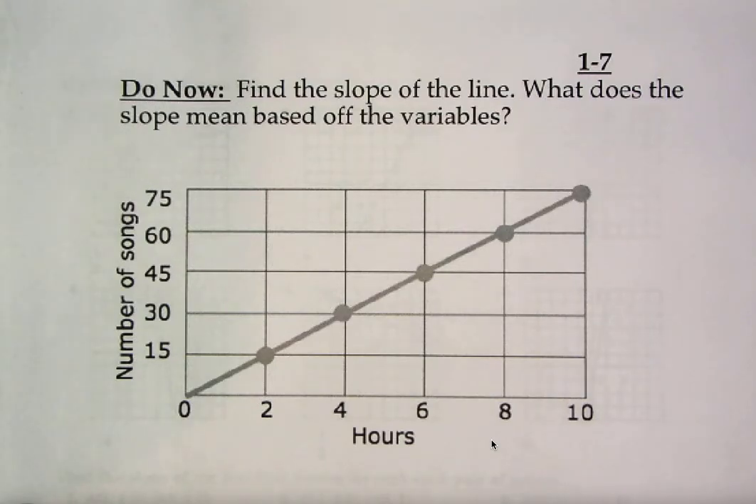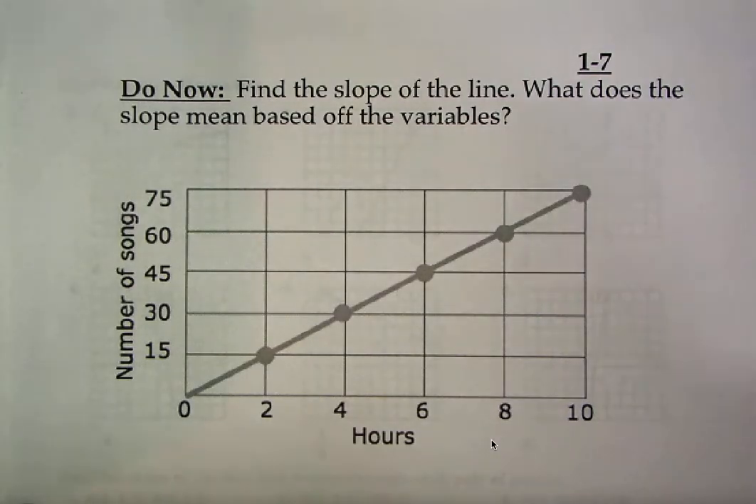This is the video for anyone that might have missed lesson 28. I skipped lesson 27, but I think we can cover enough here. So the do now for lesson 28 says find the slope of the line. And what does the slope mean based off the variables?